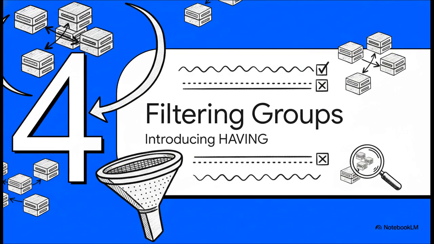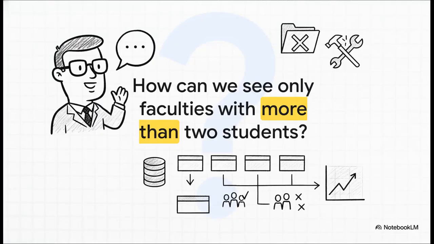Okay, this is great. So now we can create these powerful summary groups. But this just creates a new question, doesn't it? What if we want to filter the groups themselves? Not the individual rows we started with, but the final summarized results. So, imagine your dean comes to you with a request. They only want to see the data for the large faculties, the ones that have more than 2 students. Now, this seems simple enough, but our existing tools, well, they're not going to work here.